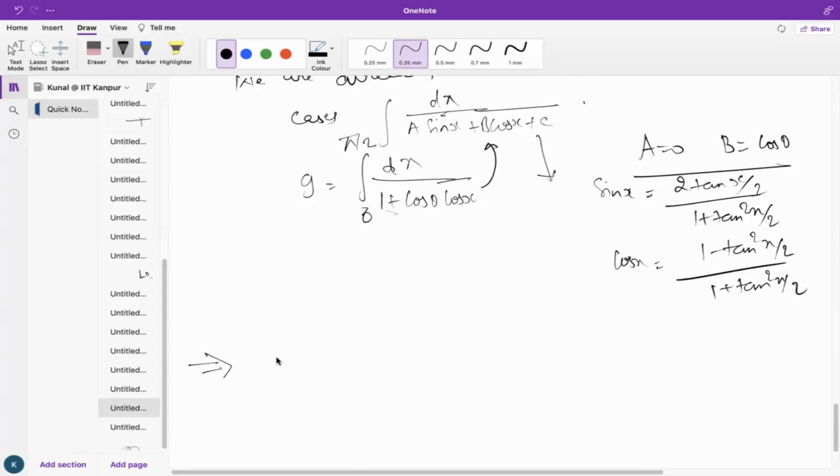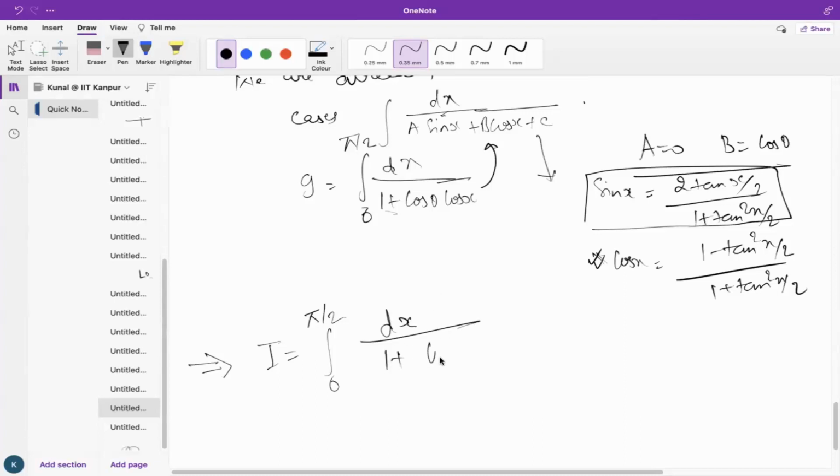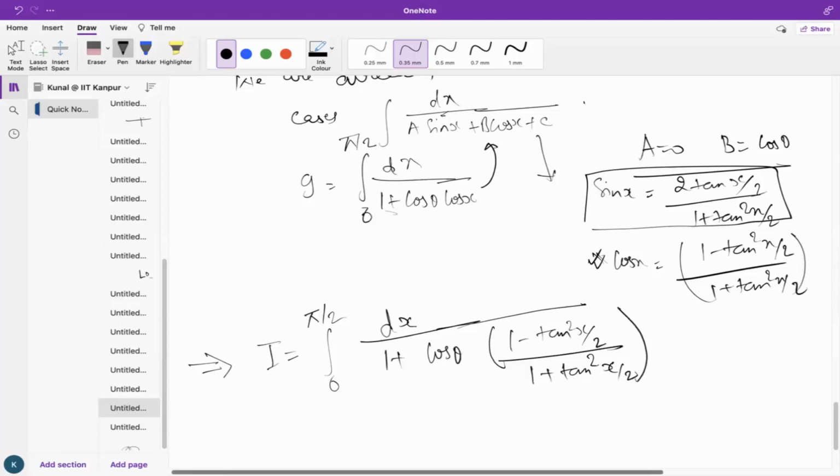So now, when we move to our integrand, it is like 0 to pi by 2. Now substitute. Now here the sin x term is missing, so we don't need to substitute this, but there is cos x term. We had to substitute this in place of cos x. So it will be like dx by 1 plus cos theta, and what we have to write as cos x? We have to write this term in place of cos x, so like 1 minus tan square x by 2 divided by 1 plus tan square x by 2. I hope you'll all understand what I am trying to connect.